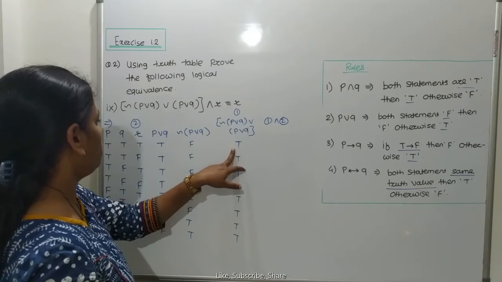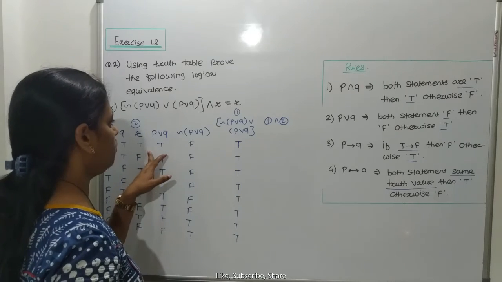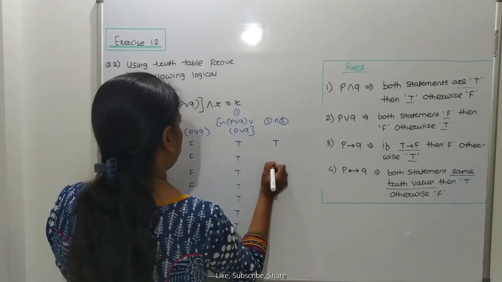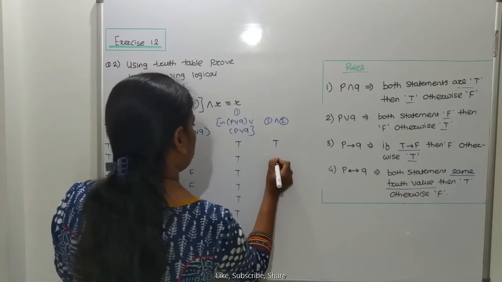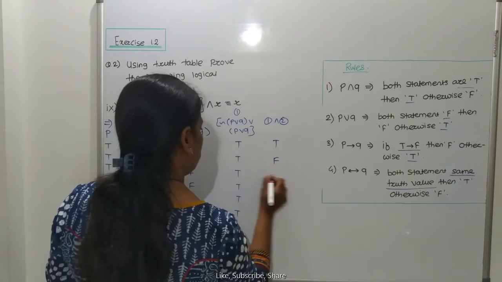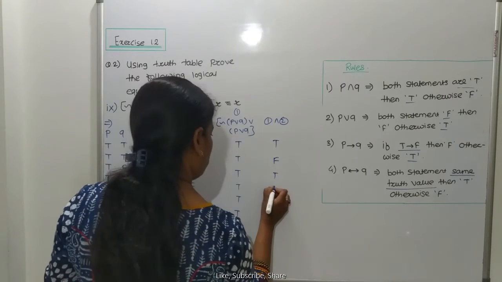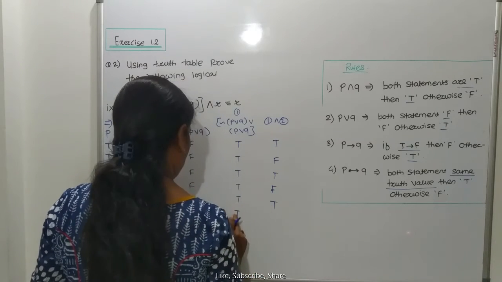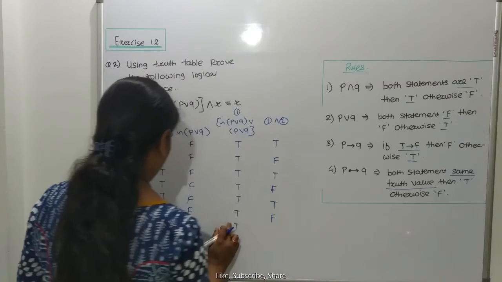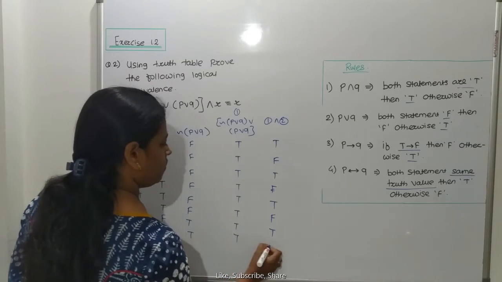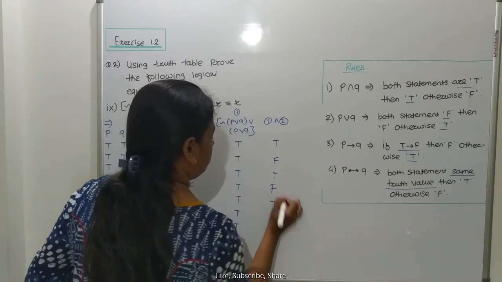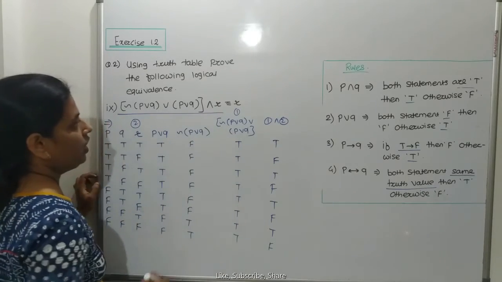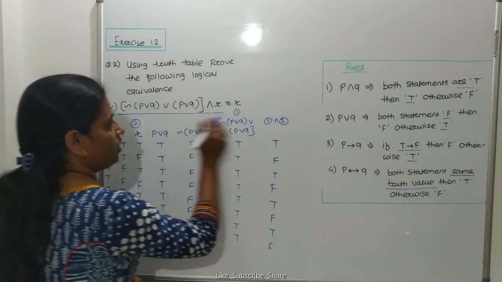So for AND, what we have to check? We have to check both inputs are true. Then and only then it is true. So true, false, true, false, true, false, true, false, true, and true, false. Okay, this is your first one. This is your result of this full statement. Now observe this one. Whatever the result of this one is the result.